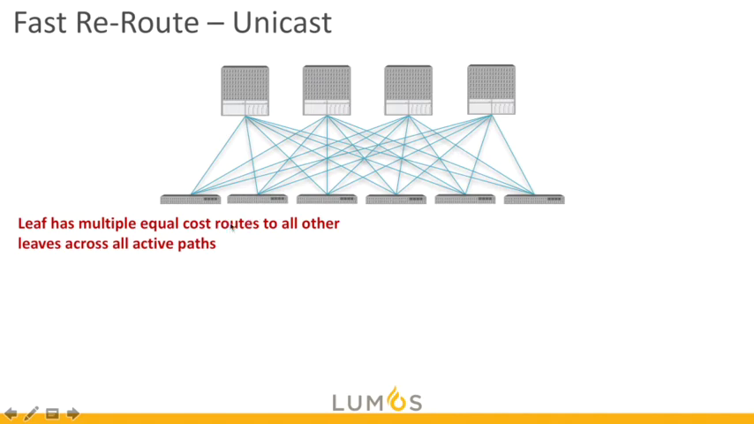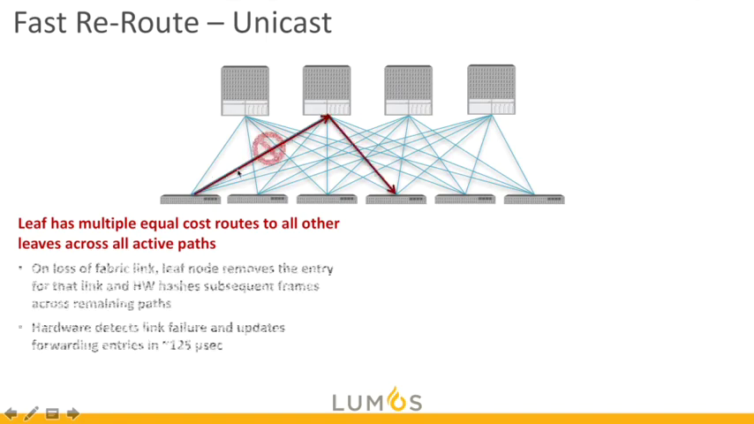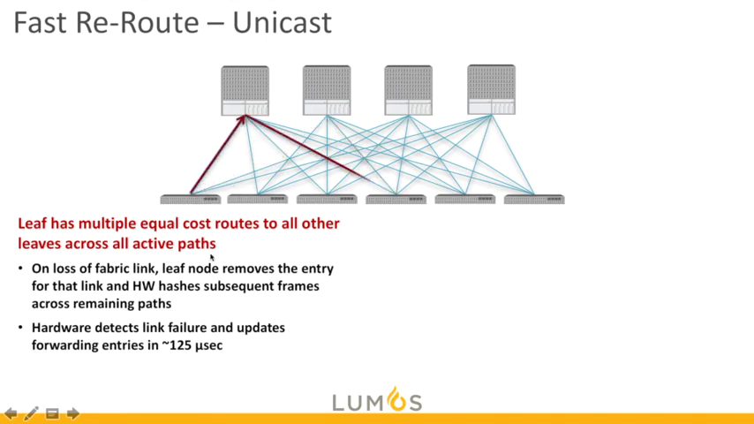So each leaf has multiple equal cost routes to all other leaves across all octave paths. This particular leaf has 4 distinct paths to any of the other leaves. Should we lose a link, which can happen, the leaf node removes the entry for that link, and the hardware hashes subsequent frames across remaining paths. So we reassign the buckets, or we reassign the path.